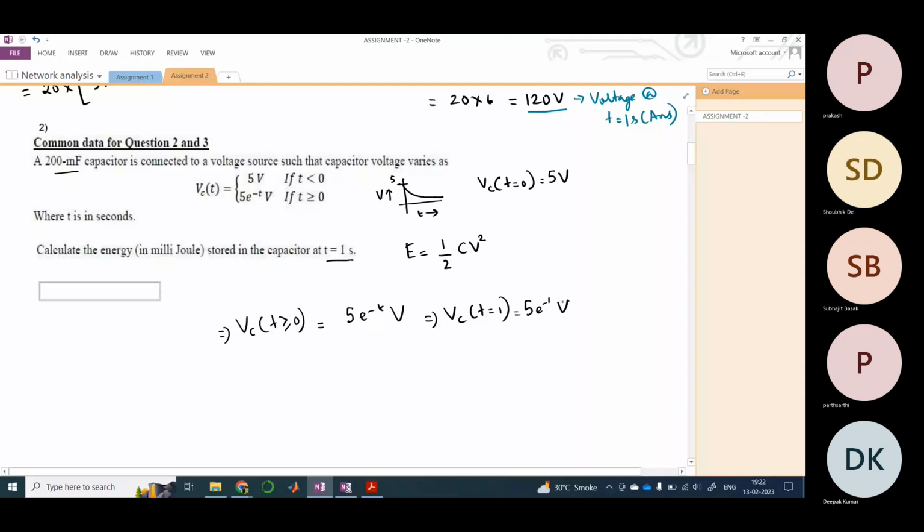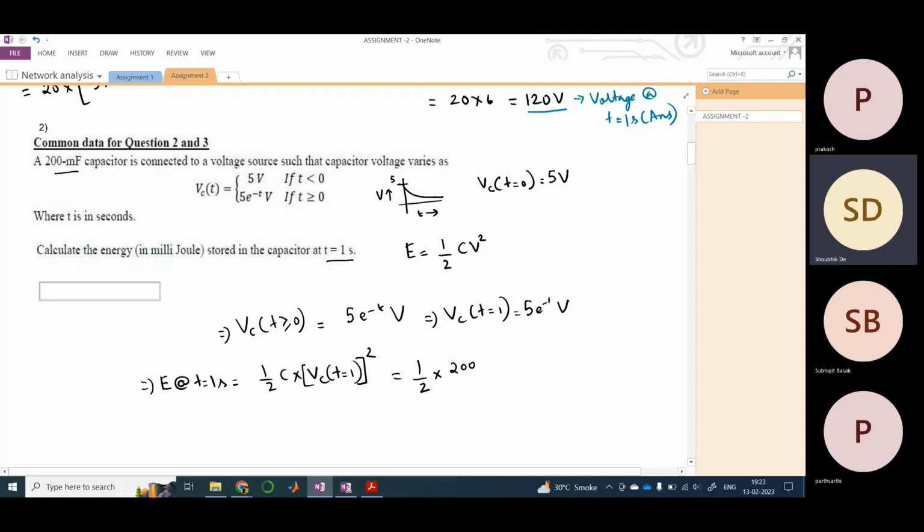And therefore using this expression, energy at t equals to 1 second would be nothing but half C into Vc at t equals to 1 second, its square, right? So what is C? C is 200 millifarad, so 200 divided by 1000 into 5e raised to minus 1, whole square, right? And this whole in joule.